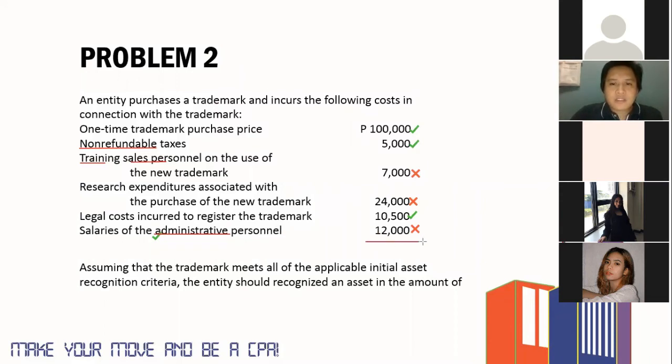Okay, let's total 100,000 plus 5,000 plus 10,500. Total 115,500. Did you get that? Okay. Very easy, guys. You just have to know how to classify whether it is an expense or it is capitalizable for intangible asset. Okay.